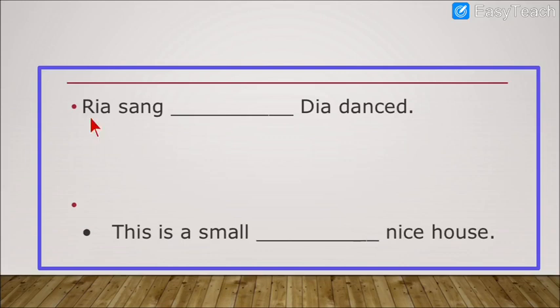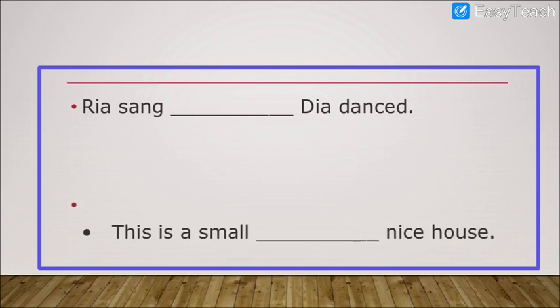So now, number 1, Riya sang dash Diya danced. You cannot say or, either you can say and or but. So with which conjunction do we have to use here? Riya sang and Diya danced, or Riya sang but Diya danced? There is no question of but.